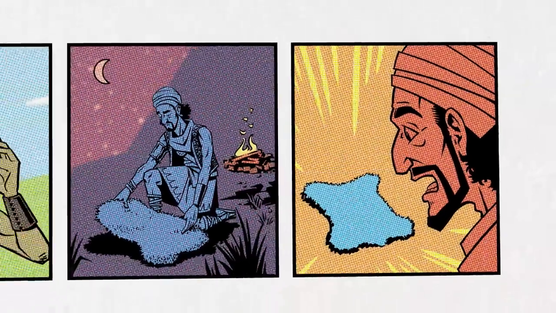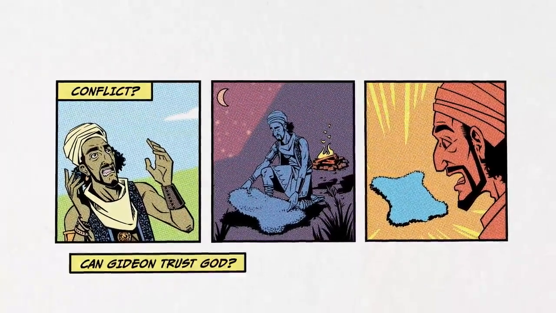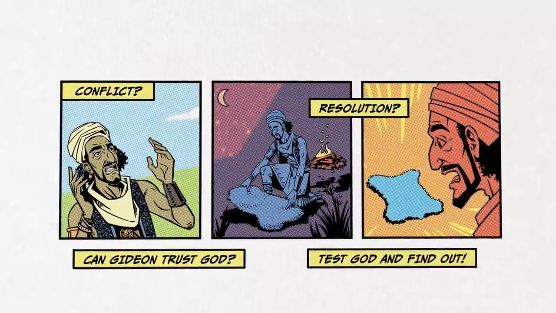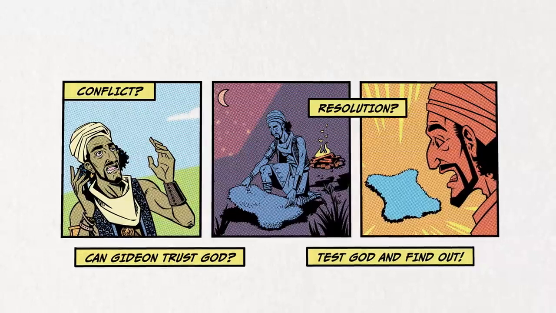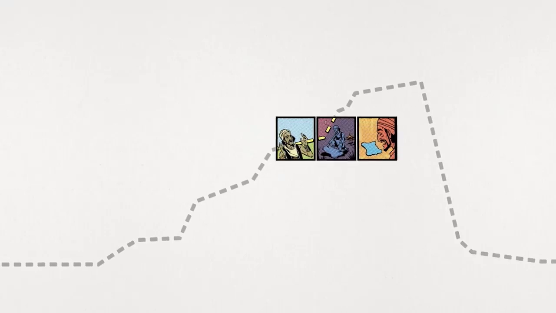Now, if you look at this scene just by itself, what is the conflict? How can Gideon know if he'll succeed? And the resolution? Test God, ask for a sign, and find out. Yeah, and that's how many people actually read this story, and it totally misses the point because it's ignoring the larger plot line. Really? Yeah, so let's start from the beginning.